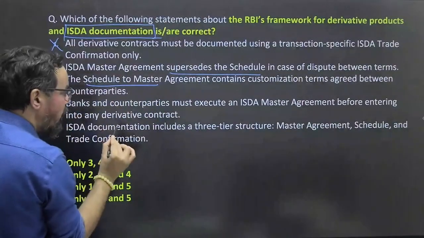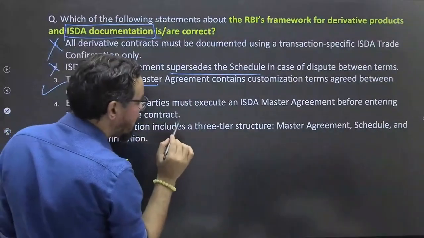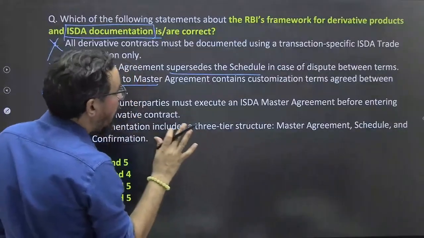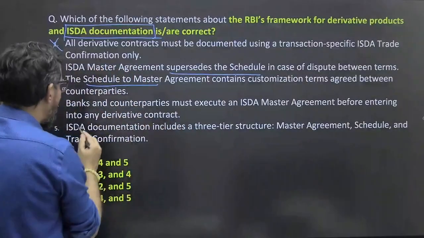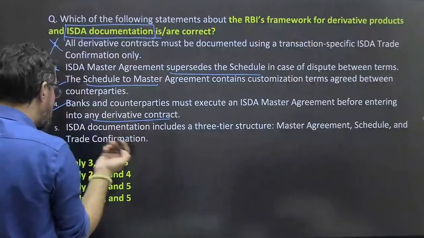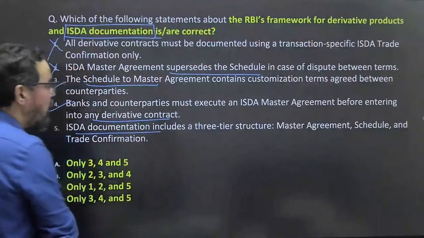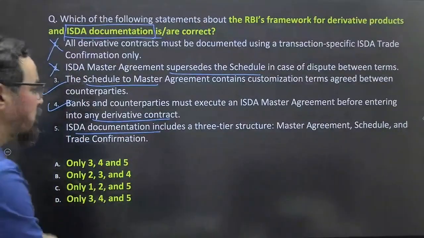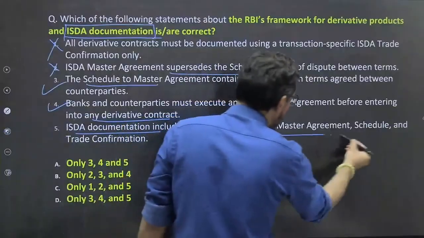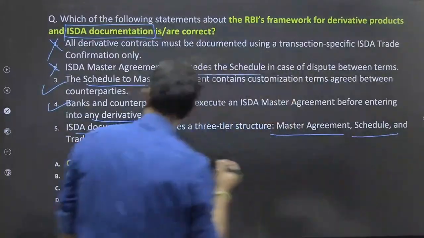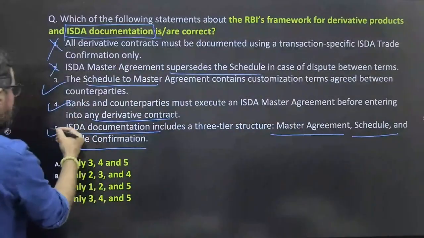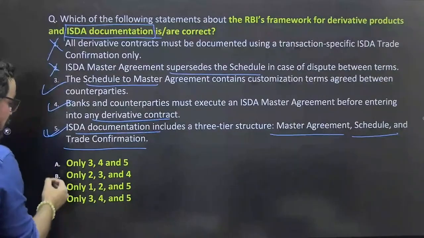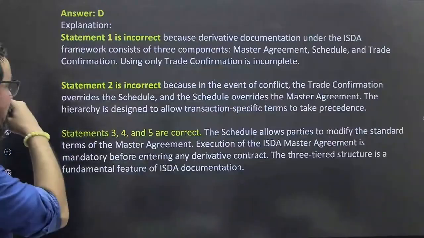Bank and counterparties must execute an ISDA master agreement before entering into a derivative contract. This is a must. ISDA documentation includes a three-tier structure. Yes, this is mentioned here. How did we miss this one? Master, schedule and trade confirmation, 100% true. Okay, so 3, 4, 5 means option A should be the right answer for this one.